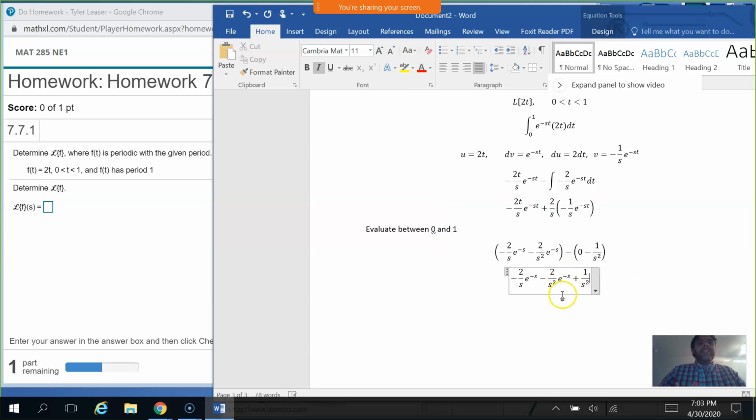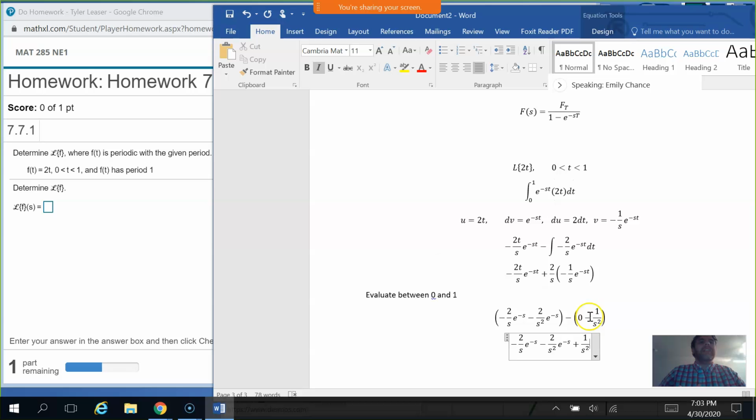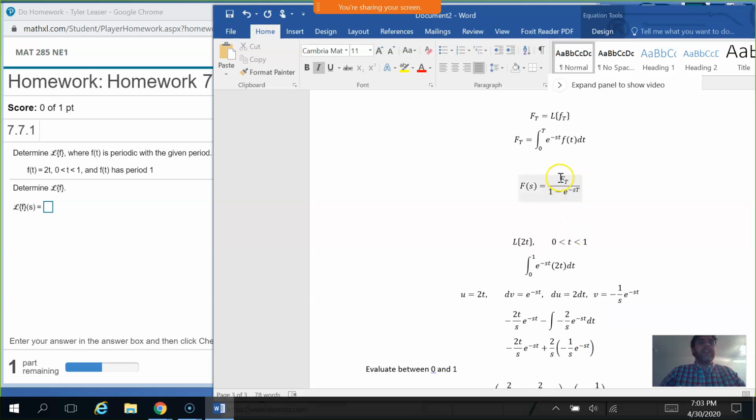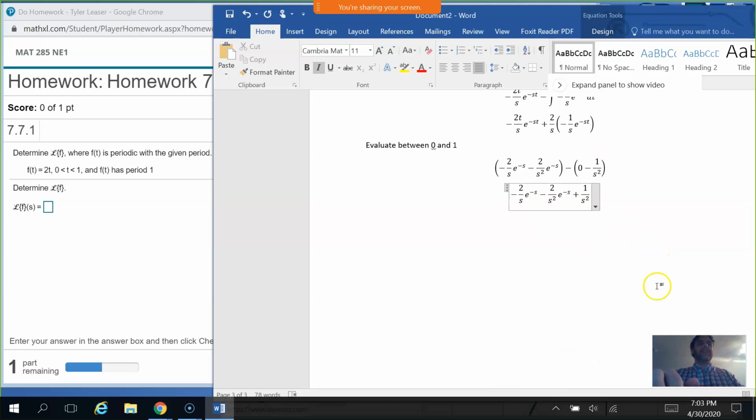Okay, now remember, this is not the final answer, right? This is just the Laplace transform of one period. Now we need to take this and put that in the numerator and then divide that by 1 minus e to the negative sT, and T is going to be a 1 up top here.